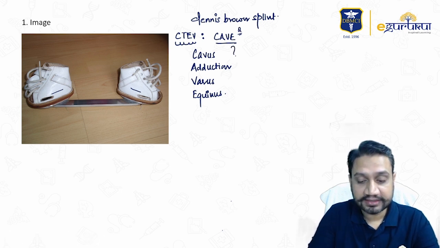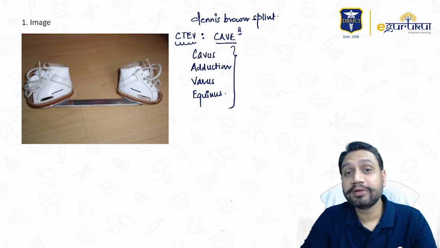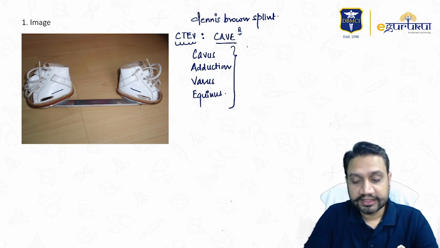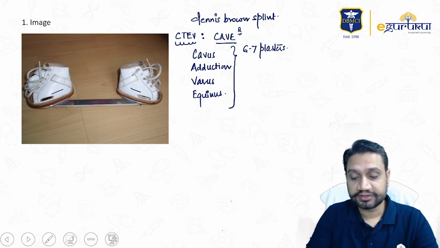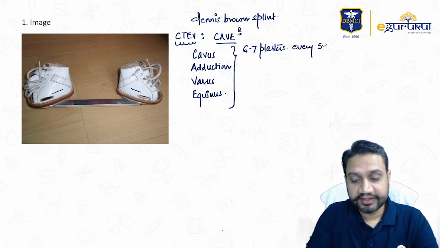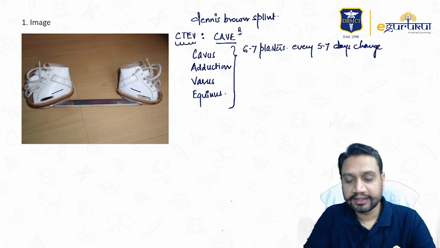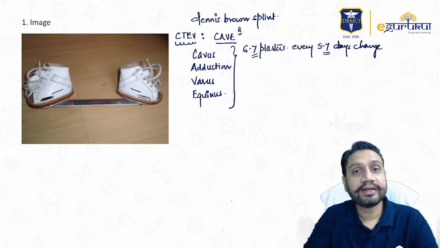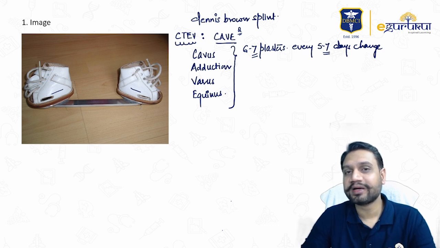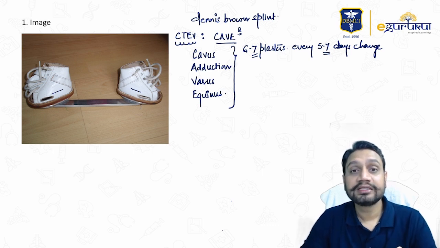And in how many plasters should we be able to correct the CTEV foot? Usually 6 to 7 plasters are enough, which are changed every 5 to 7 days. Broadly speaking, 7 plasters, 7 days each, is around 49 days. So approximately in 2 months' time, we should be able to correct the CTEV foot by plaster application. Now, once you have corrected the foot by plaster application, now what?